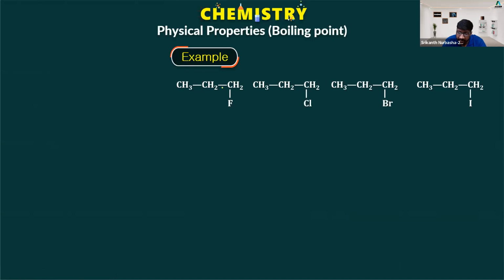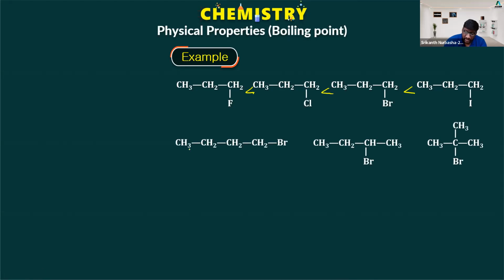Example, if you consider CH3CH2CH2F, CH3CH2CH2Cl, and so on, where everything else is the same, the bromides and iodides will have greater molecular weight. Because of that, you will have greater van der Waals force of attraction. Because of that, the boiling point will be high. Second example, CH3CH2CH2CH2Br, CH3CH2CHBrCH3, CH3CBr(CH3)CH3.